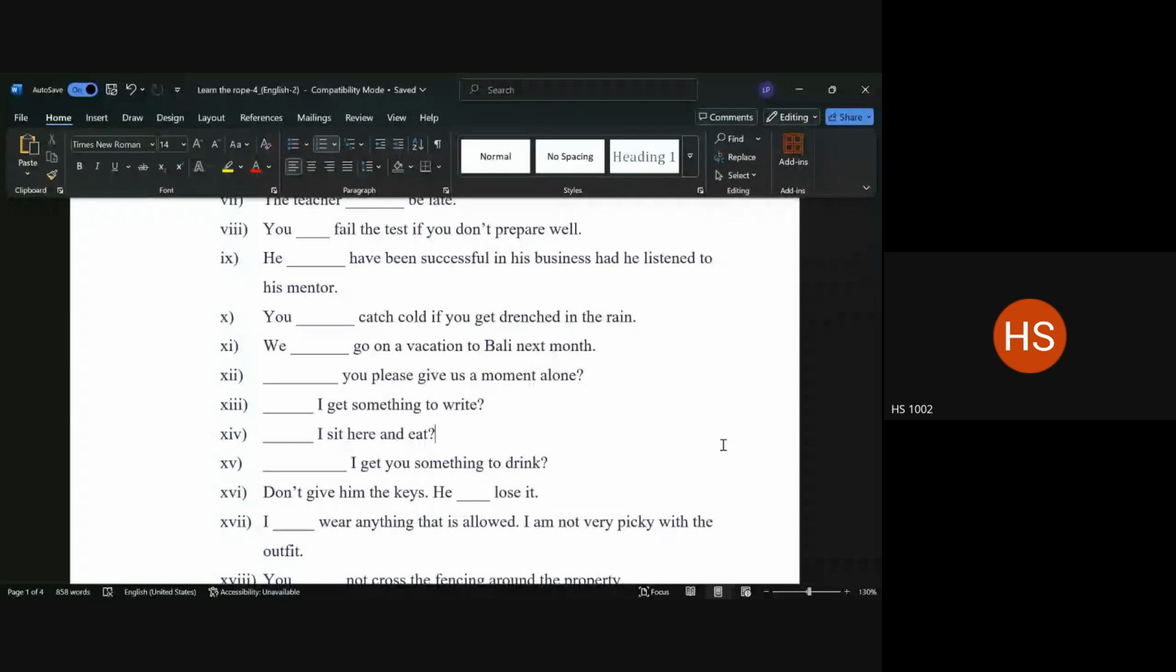The 13th one: I dash get something to write. Same thing. May I, can I get something to write? Yeah. Can I get something to write? May I get something to write? Could I get something to write? Yes, all of them are fine.